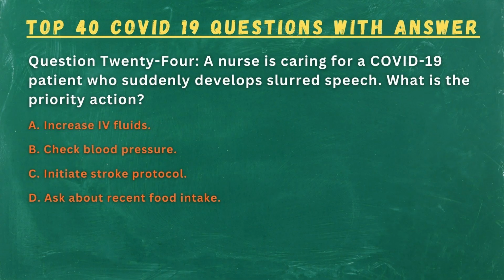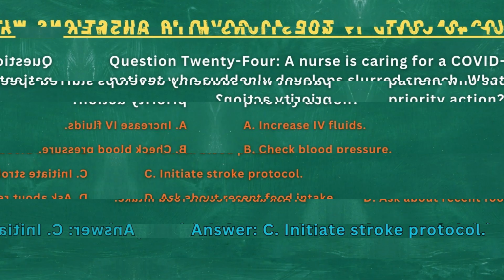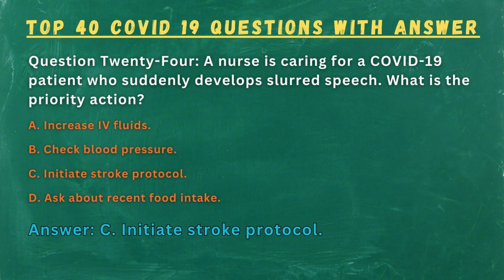Question 24. A nurse is caring for a COVID-19 patient who suddenly develops slurred speech. What is the priority action? A. Increase fluids. B. Check blood pressure. C. Initiate stroke protocol. D. Ask about recent food intake. Answer: C. Initiate stroke protocol.